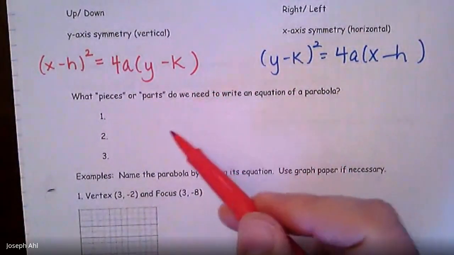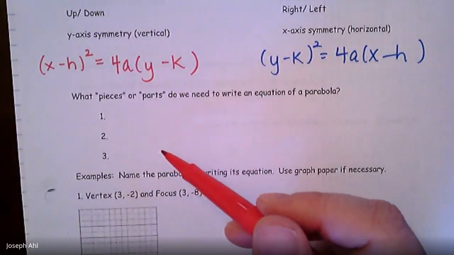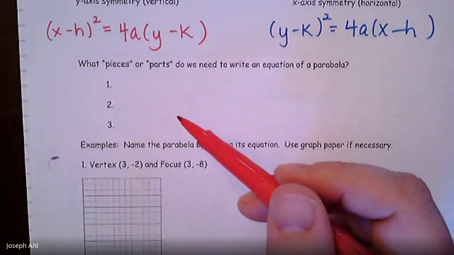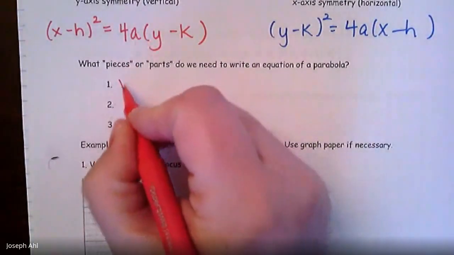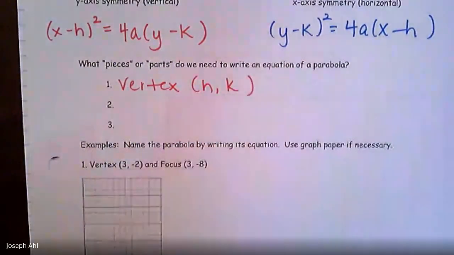What I would encourage you to do is hit pause real quick and think about what are the 3 things that we need to write the equation of a parabola. See if you can list some or all of those, and then hit play again and see if you got either all of them or at least just some. Something you definitely have to know is the coordinates of the vertex.